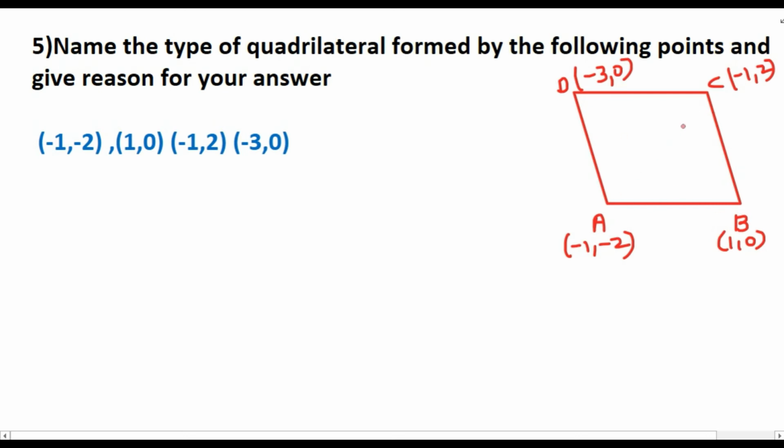If AC is equal to BD and AB equal to BC equal to CD equal to AD, then it will be a square. If AC is not equal to BD, then it will be a rhombus, because in a rhombus all the sides are equal and the diagonals will not be equal. And if only the opposite sides are equal, like AB equal to CD and BC equal to AD, then it will be a rectangle or a parallelogram.